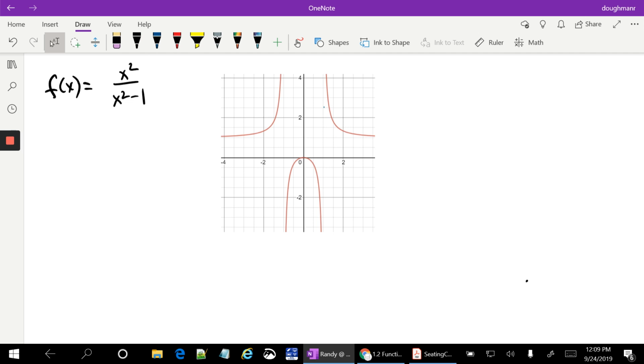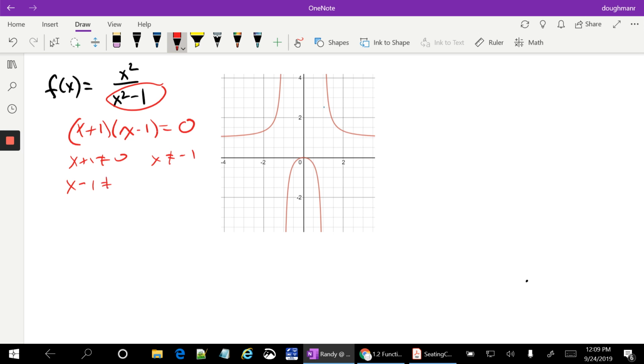Notice here, we can do some algebra here. But notice we got some problem in the denominator, x squared minus 1. Remember that x squared minus 1 is the same as (x plus 1)(x minus 1), and we're not allowed, or not in our domain, we can't divide by 0. So x plus 1 can't be 0, means x can't be -1, and x minus 1 can't be 0, which means x can't be +1.